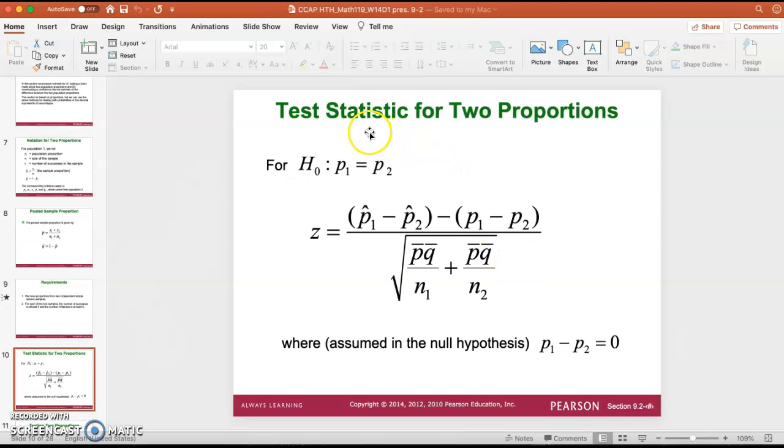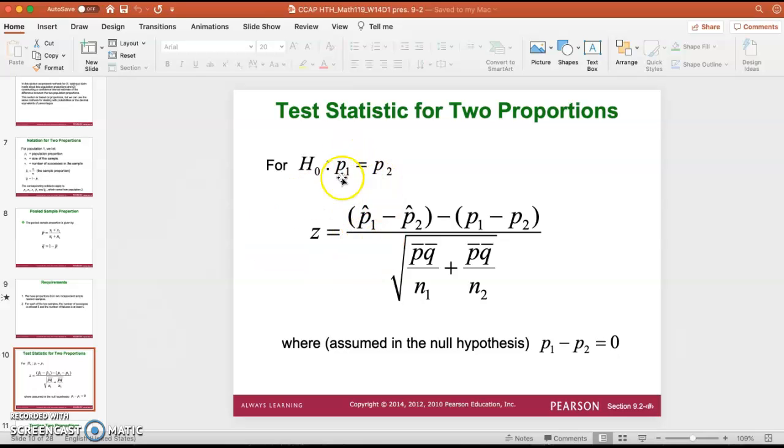Now, the test statistic for two proportions is a little more involved here. This is what the null hypothesis will always look like, or something like this, for doing a hypothesis test of two proportions. Either proportion 1 equals proportion 2, or proportion 1 minus proportion 2 equals 0. So either way, saying that they're equal, or there's no difference between them.